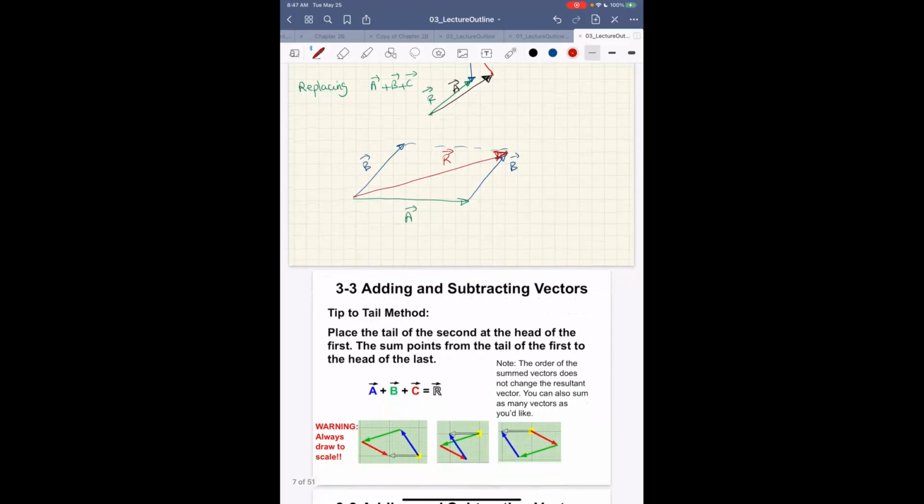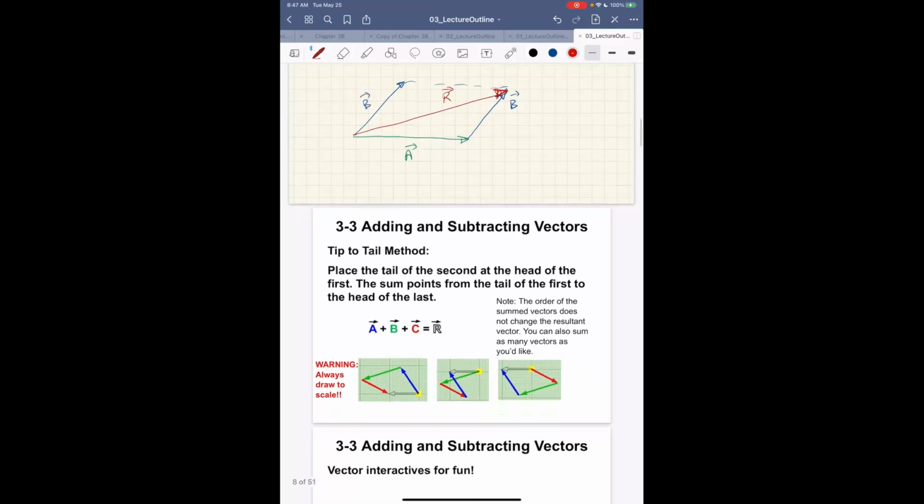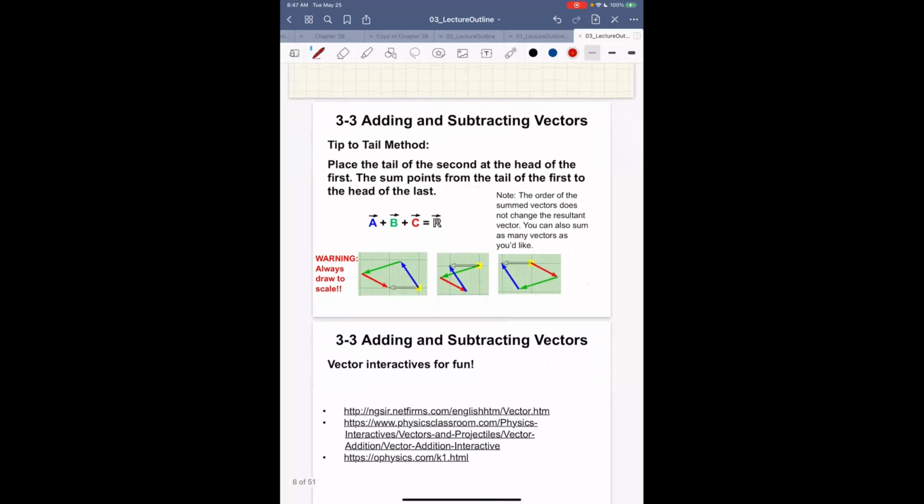Okay, then this is another way of doing it. Here we are displaying the method again for 3 vectors, A, B, and C. And here it says they are not drawn to scale. But of course, if I want to do that, I need to do this using vectors that are drawn to scale in order to get a good result.